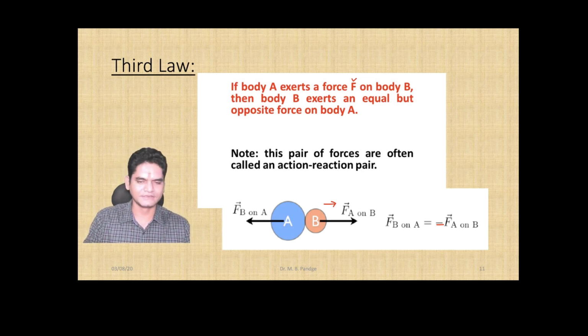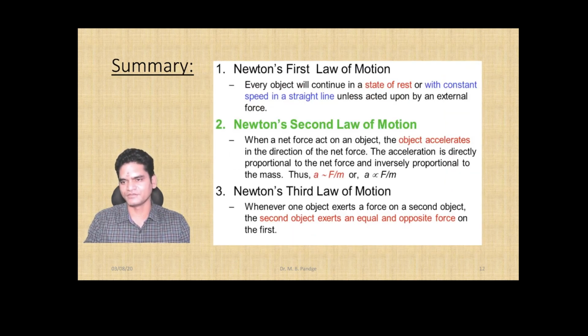Okay, let's see the summary of these laws. Newton's first law of motion, which we have already seen: every object will continue in a state of rest, or with constant speed in a straight line, unless acted upon by an external force. State of rest means it's in a rest position, or with constant speed, that is in motion, unless acted upon by an external force.